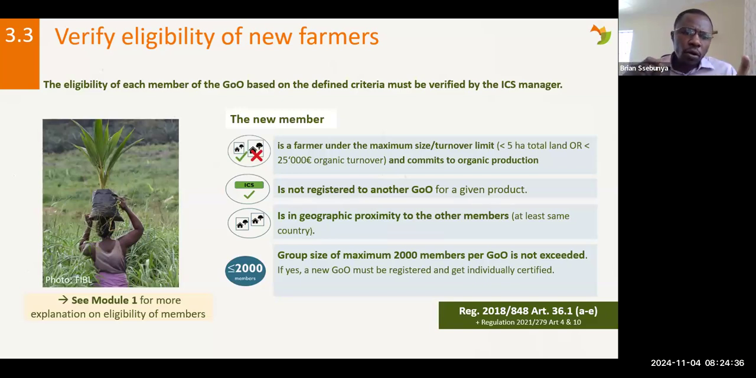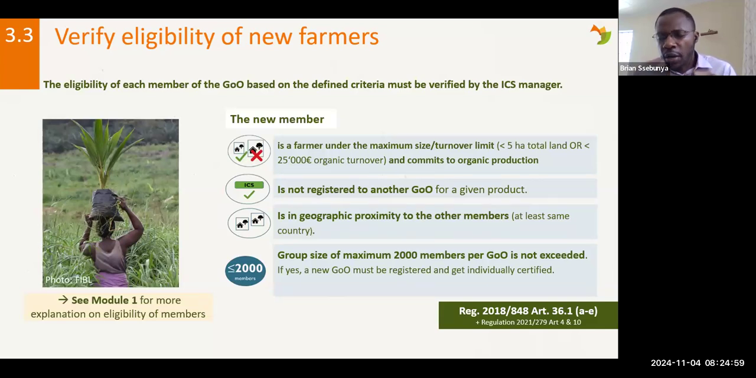So for example, if it is coconuts, they can only be part of one group of operators for coconut, but they can be part of another group of operators for cocoa. A farmer can be in multiple groups of operators for different crops, but not for the same. So it's the ICS manager to verify.